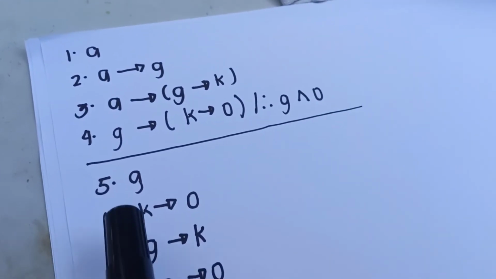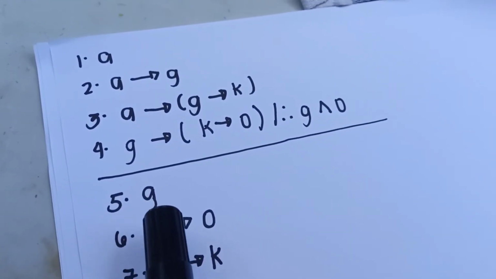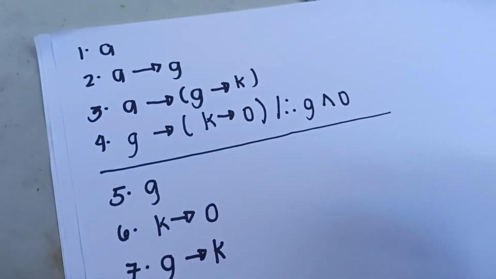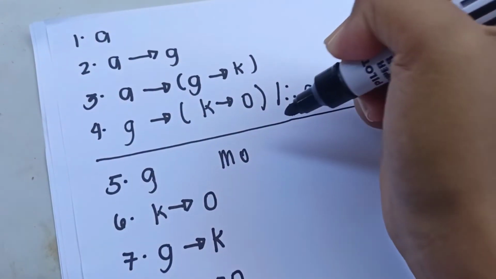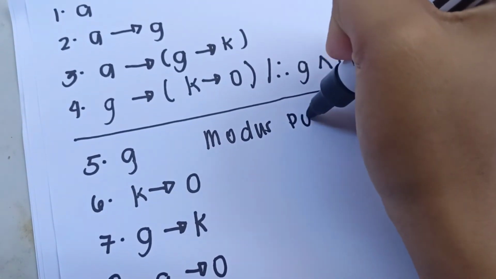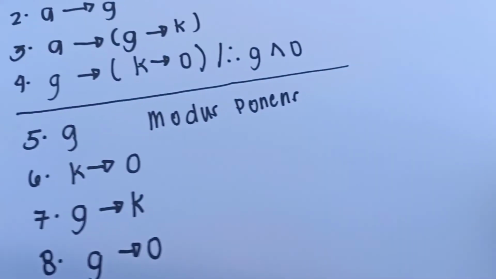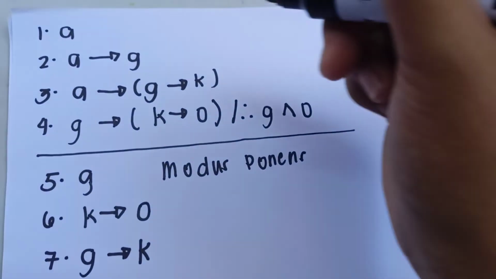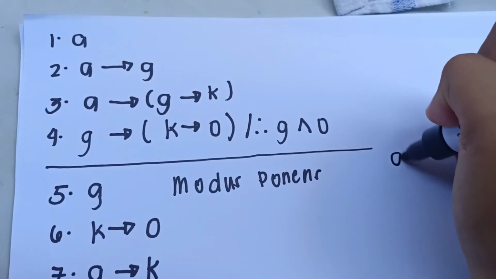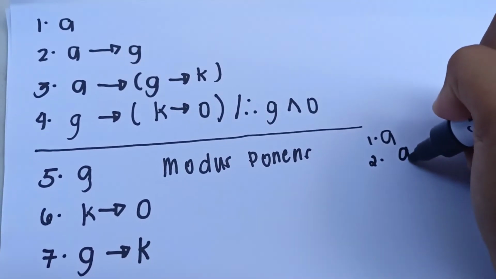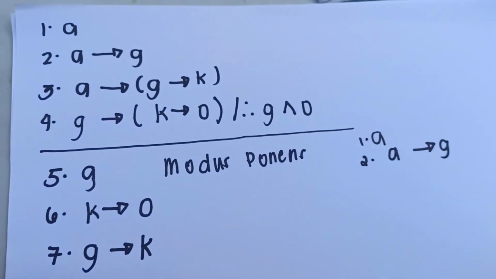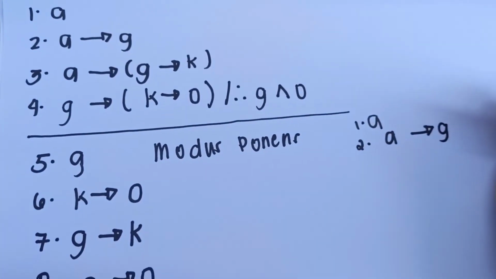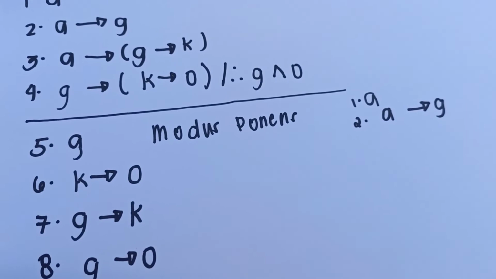So, number 5, G. So, bakit nga ba naging G lang ito? Anong ginamit nating rule? It is modus ponens. So, paano nga ba naging modus ponens yan? If we combine number 1 and 2, which is A and A implies G, wherein yung dalawang antecedent niya, itong dalawa, same sila. So, yung natira lang dito is G.